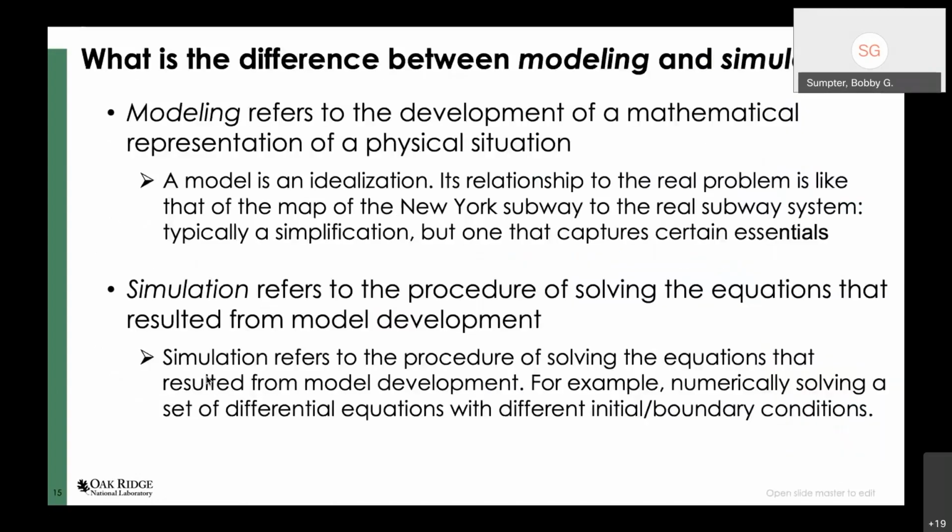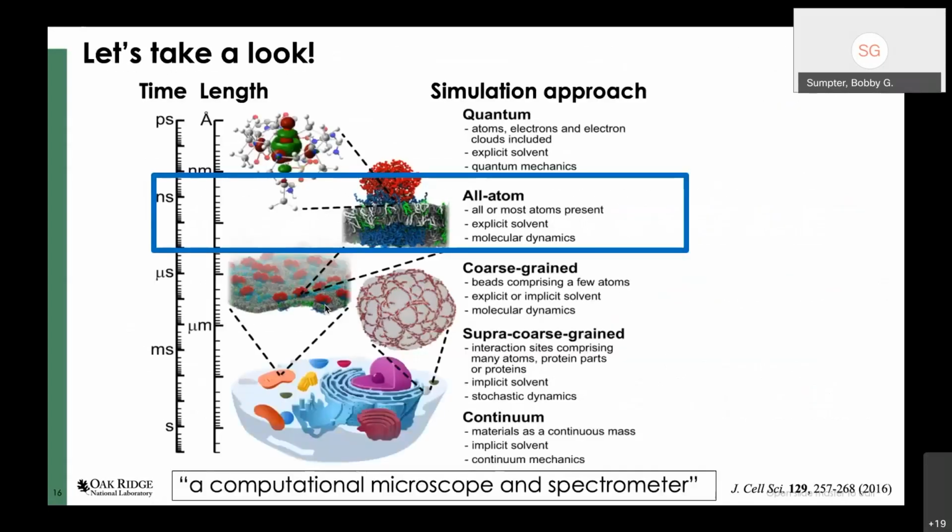So the difference between modeling and simulation, again: modeling is just a physical representation or mathematical idealization of a real problem. For example, a map is a model of a region or a subway. It's just a model. It's not exact, but it's pretty good, and you can extract information from it. Simulation is the solution to that model. So that's the difference between modeling and simulation, and you'll hear these referred to many times in literature as well as in practice. So let's take a look at what we can do.